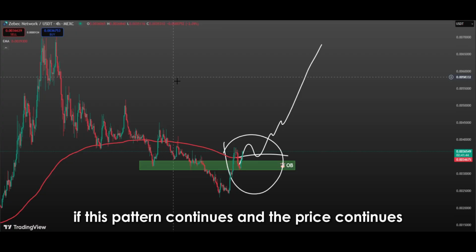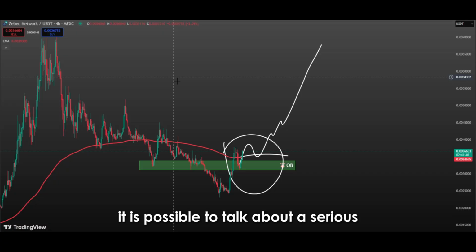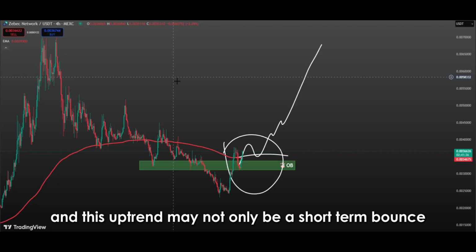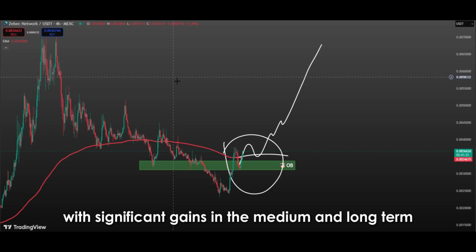If this pattern continues and the price continues to hold above this level, it is possible to talk about a serious bullish potential in the coming period. And this uptrend may not only be a short-term bounce, but also part of a larger trend that could provide investors with significant gains in the medium and long term.